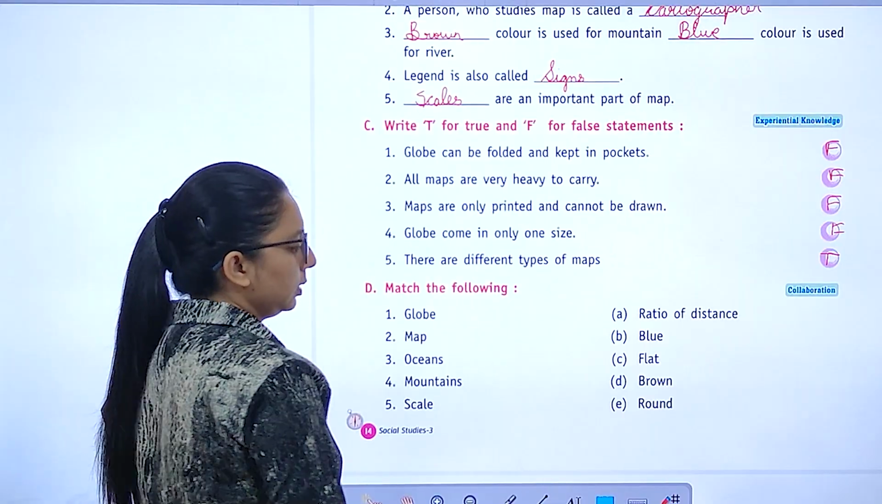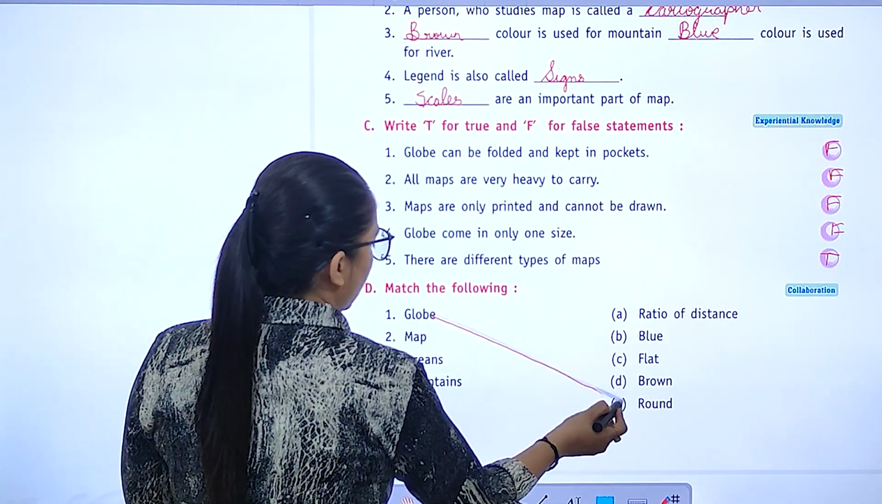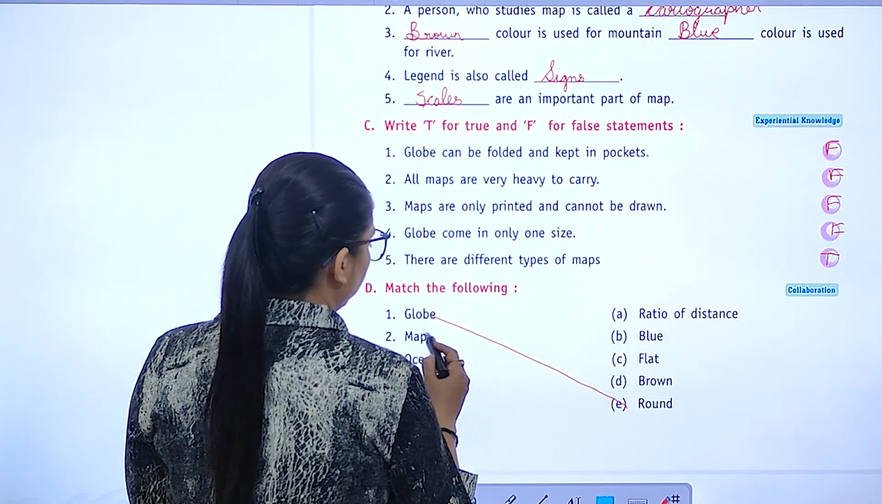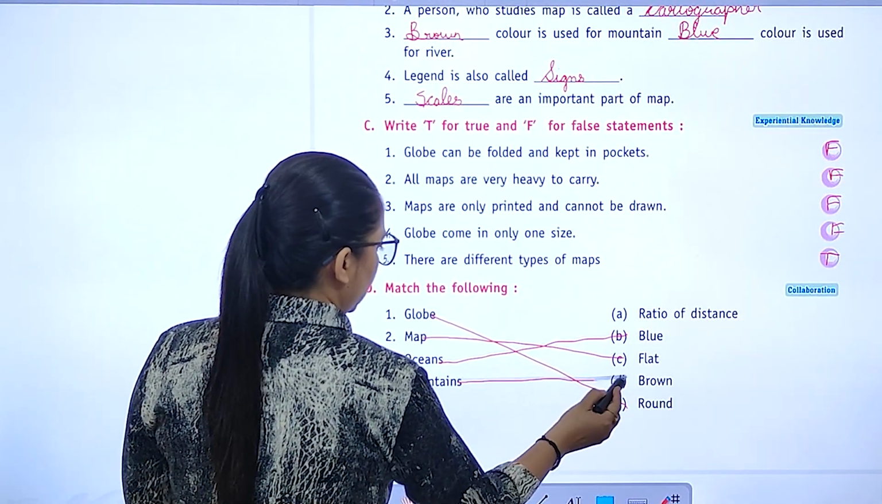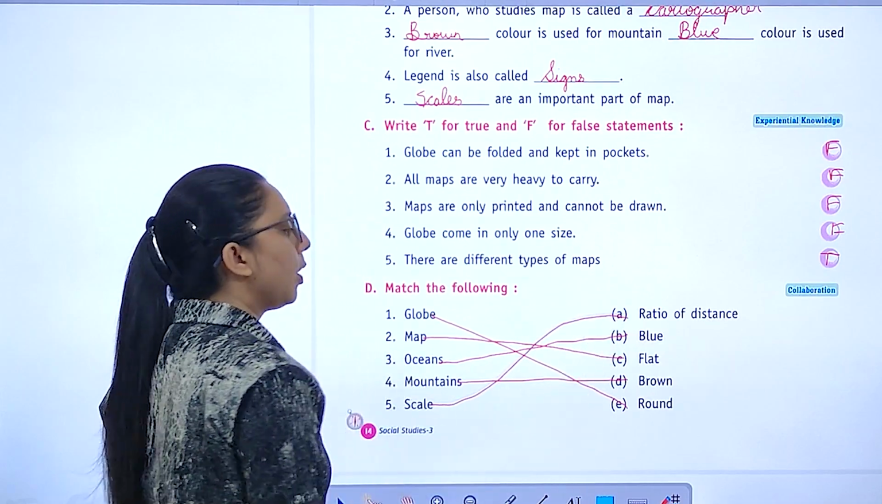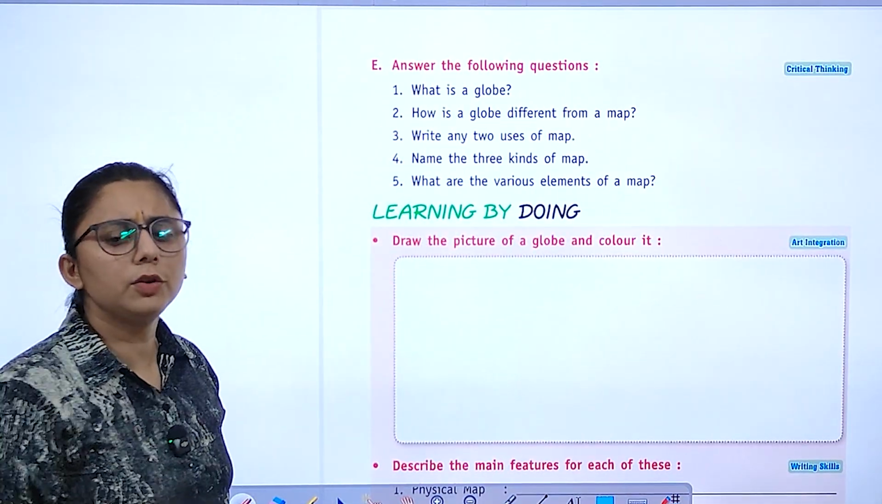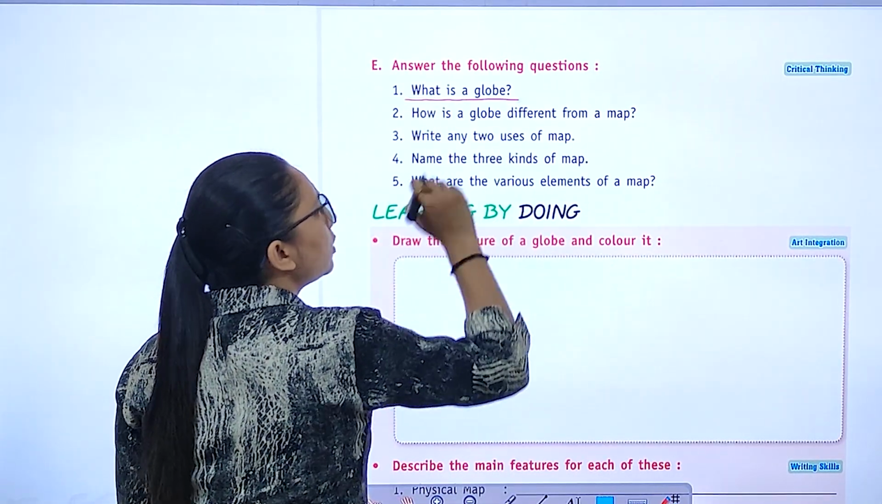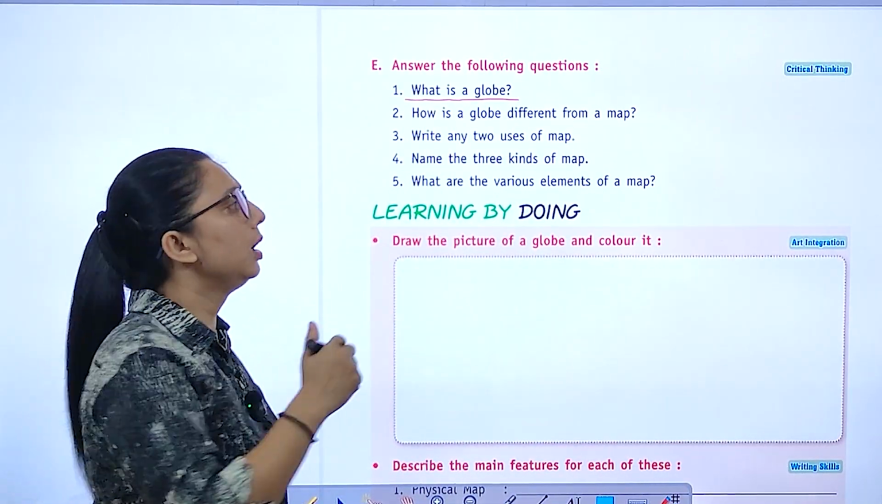Now match the following. Globe, round. Map, flat. Oceans, blue. Mountains, brown. Scale, ratio of distance. Next is answer the following questions. First is what is globe? Globe क्या होता है? It is a miniature model of the earth.